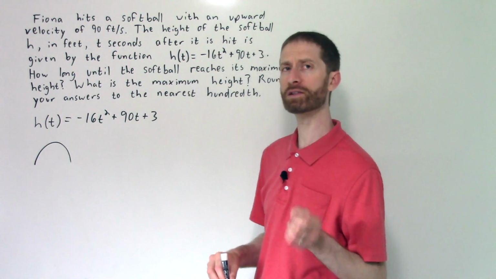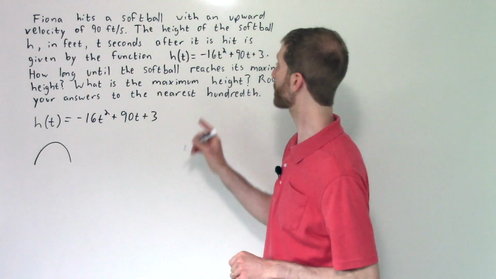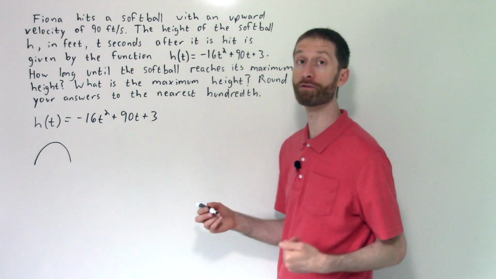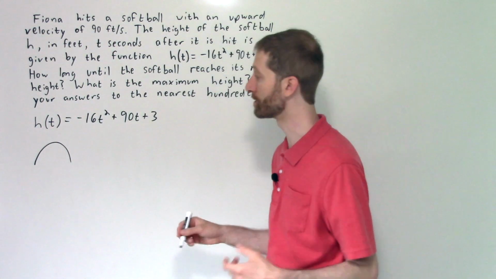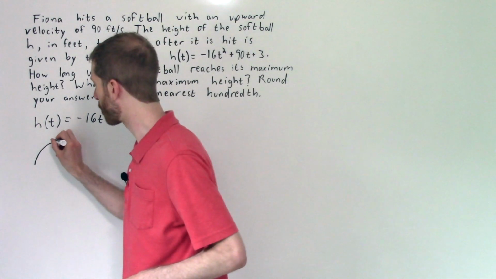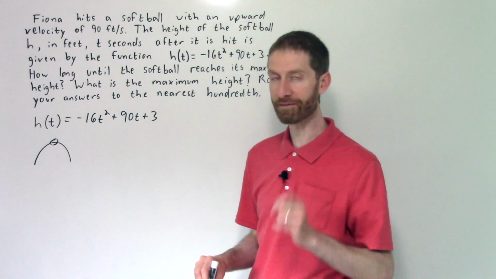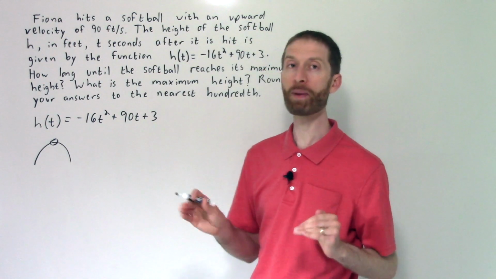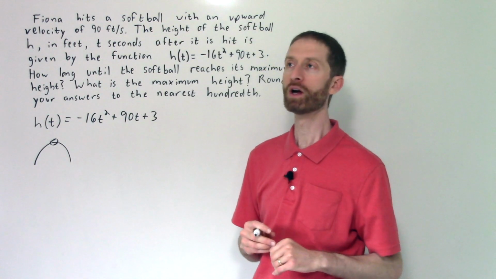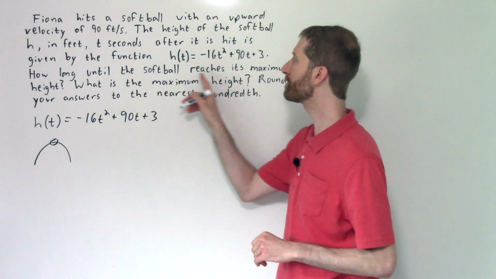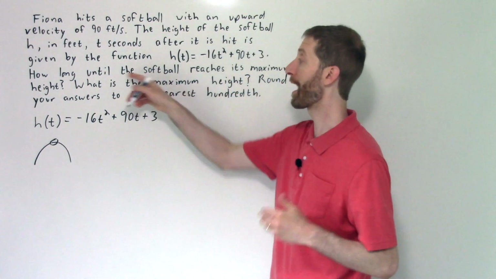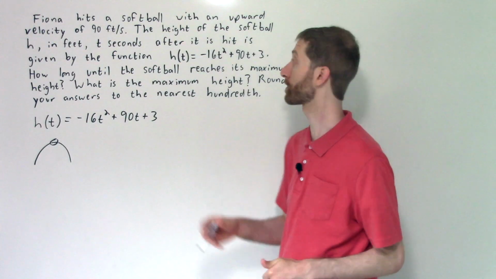And so because of that, if you're asked for what the maximum height of the softball is and when it happens, you're really just being asked on the parabola, when does that happen? And that is the vertex. So this is one big paragraph that's really all leading to find the t value, right? The time, how long until we reach the vertex.